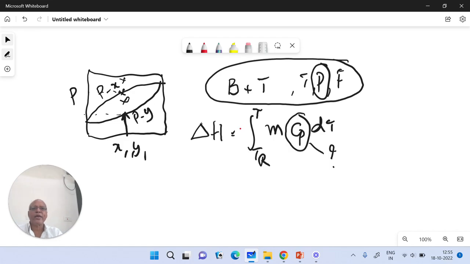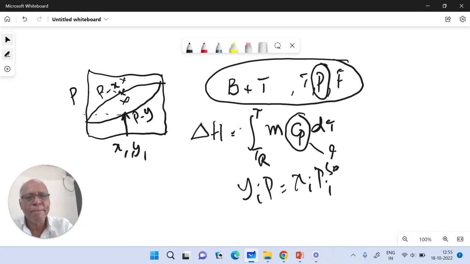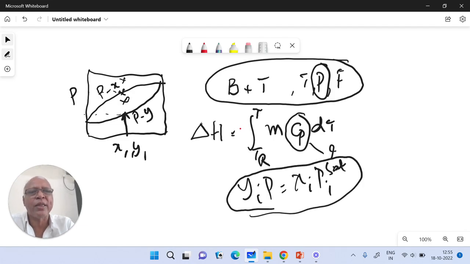For the time being, let us say after doing this analysis, one more issue is, what type of model are you going to make use of to develop this PXY diagram? Do you think you have to make a decision here? So should I assume both the phases as ideal, in which case we have Raoult's law, yi P is equal to xi Pi saturated? Now remember, if the pressure is quite high, assuming both liquid and vapor phases to be ideal itself can result in a large error.